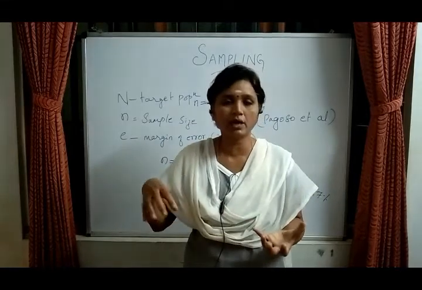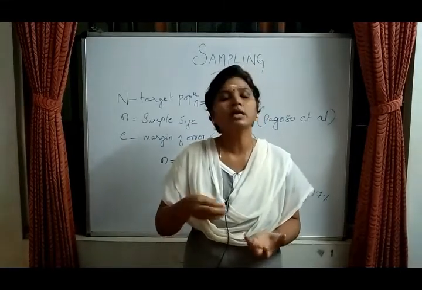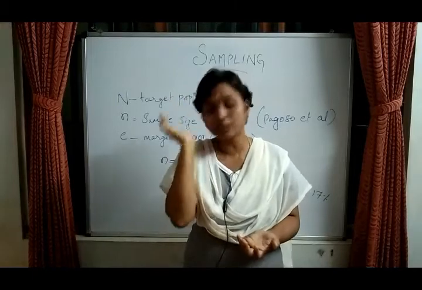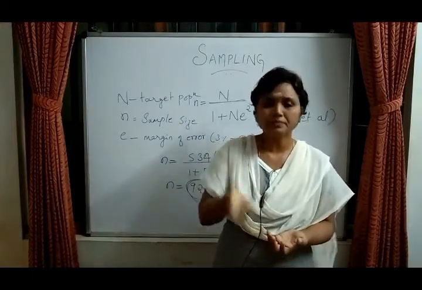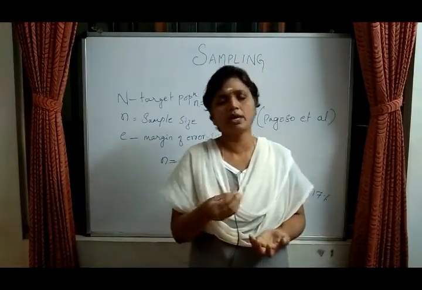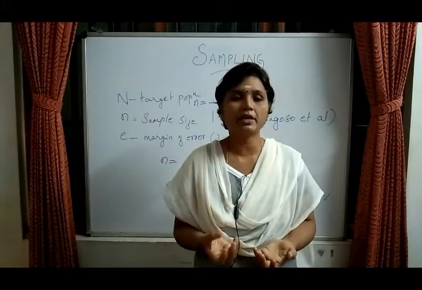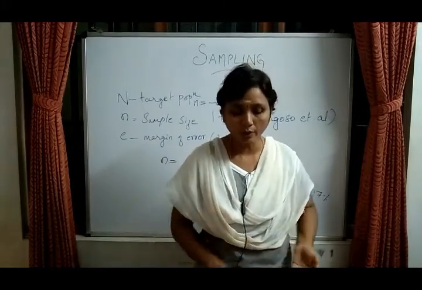Small groups we will be making. After that, we will be making a simple or the systematic sampling. By the help of this simple random technique, we will be selecting the group of people.